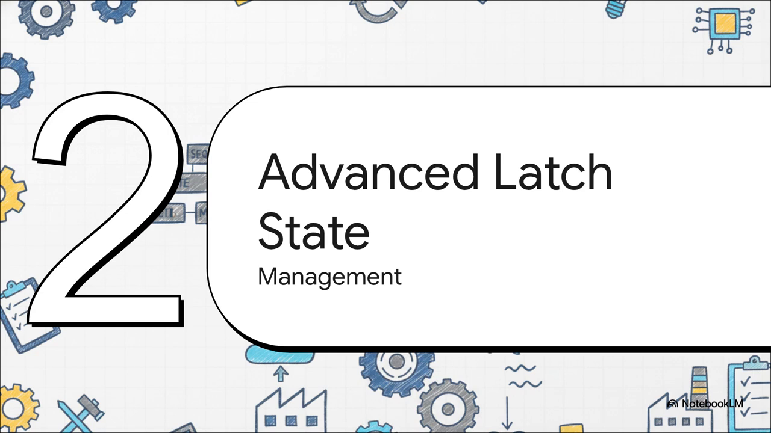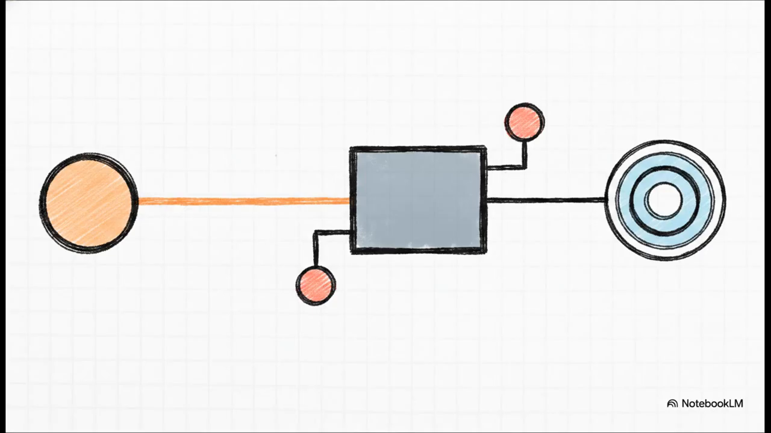Moving right along to Section 2, Advanced Latch State Management. So our next industrial challenge is figuring out how to design a start circuit that strictly requires a dual sensor failsafe to halt operation. Basically, we need to conditionally break a safety latch using an intermediate memory bit.